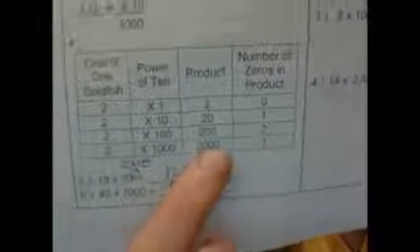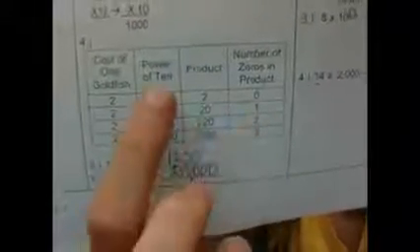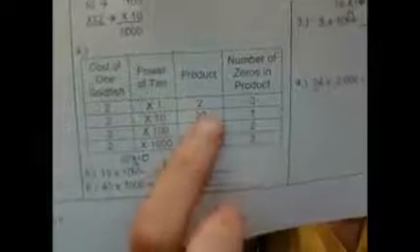So 1,000 times 2 is 2,000. And how many zeros do I have in that product? 3. So I hope that you've seen the pattern here. You can look at your product, you can look at your power of 10, and you can see how many zeros are in that product, and that'll tell you if there's 1 zero in your power of 10, there's going to be 1 zero in your product.